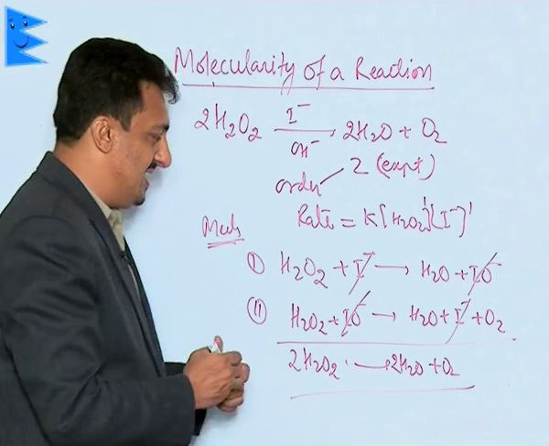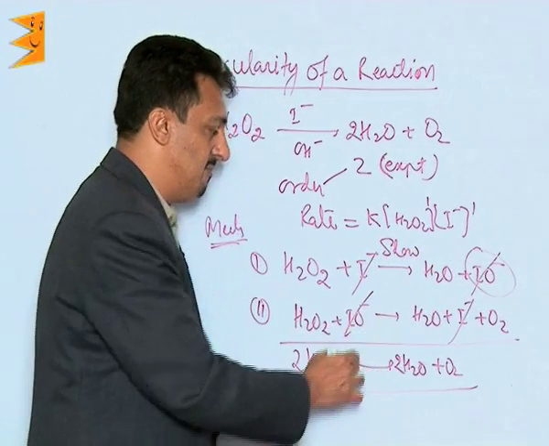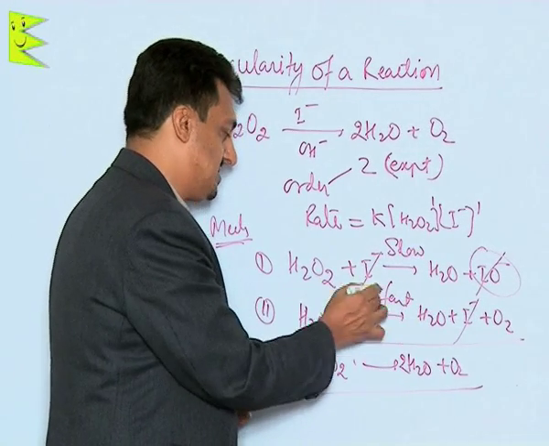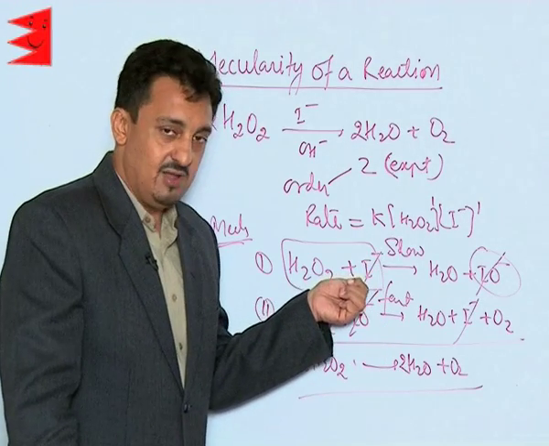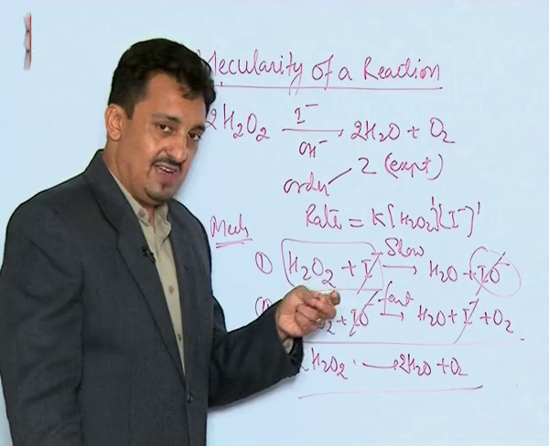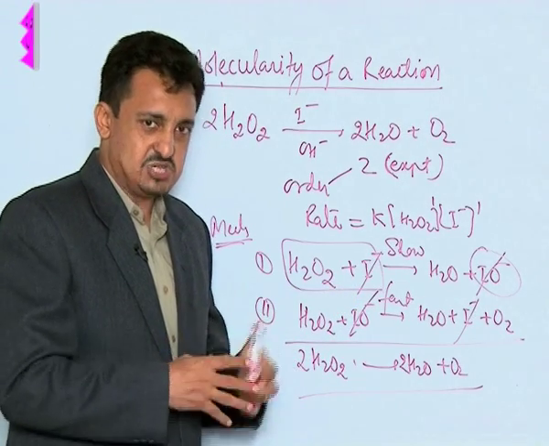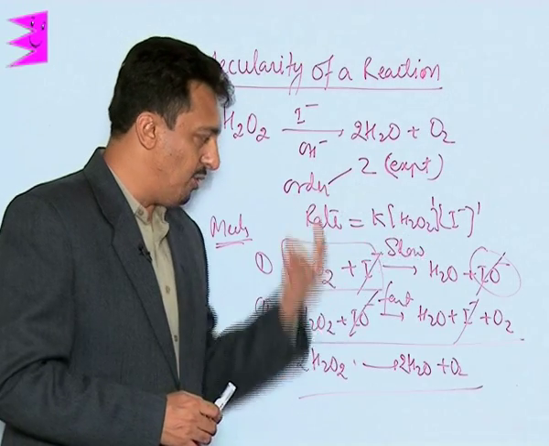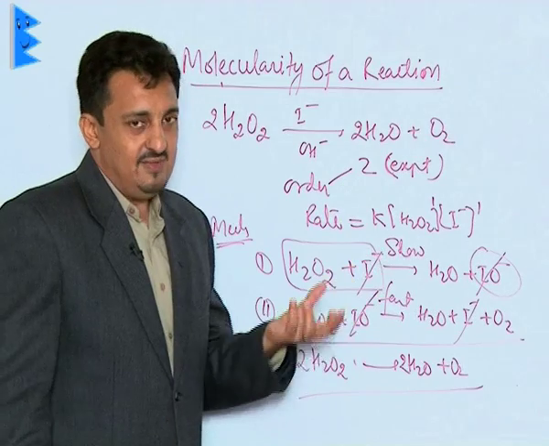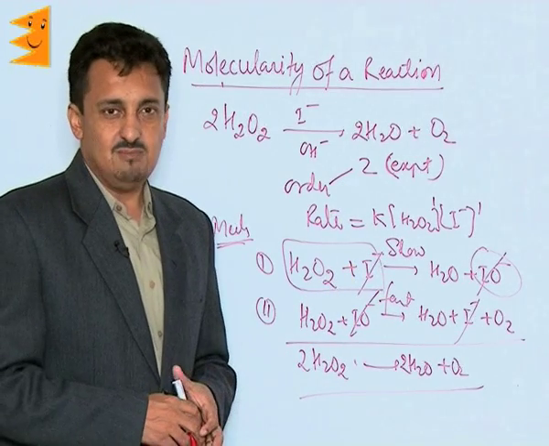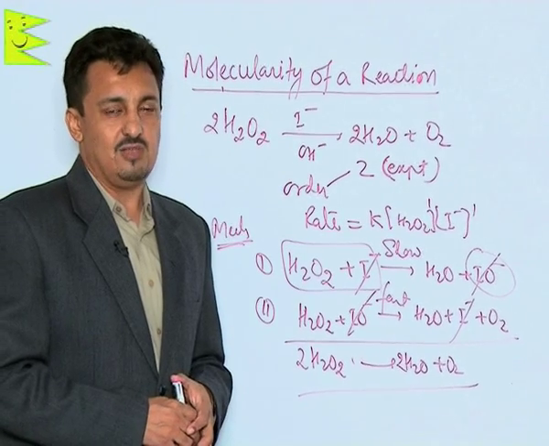So what we find is that this step is the slow step, because in this the intermediate is formed, and this is the fast one. Since in the slowest step both the hydrogen peroxide and the iodide ions are involved, and one molecule of each reacts together to form the product, we say that it's a bimolecular reaction, and the rate expression supports this. The mechanism supports the experimental order, and this is how we justify the mechanisms and the order of the reaction by the property called molecularity of the reaction.